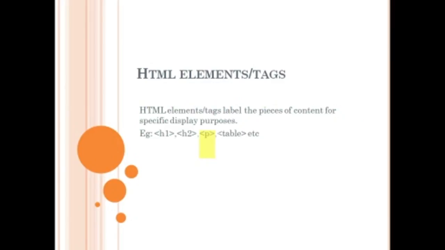The purpose of HTML elements and text is to label a piece of content for specific display, such as elements h1, h2, p, and table, etc. Elements h1 and h2 label the heading text. Element p represents a paragraph. Element table is to create a table. We will focus on the HTML elements and text later.